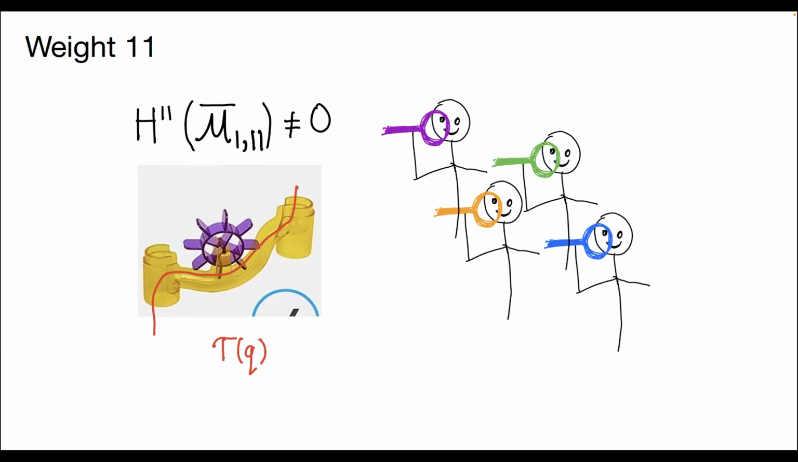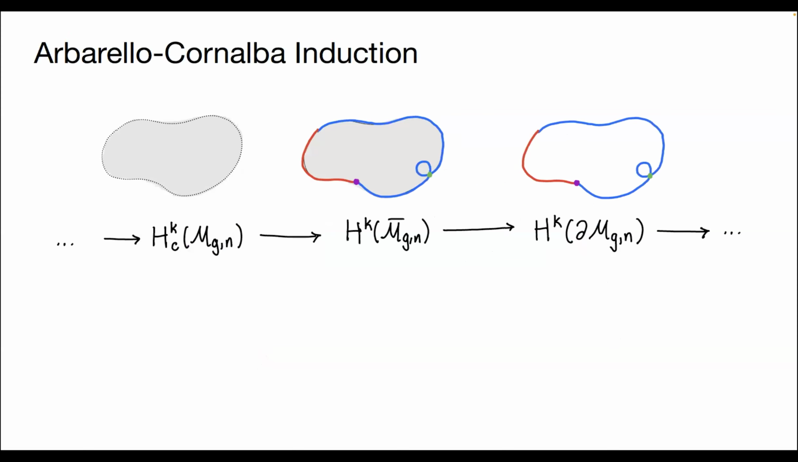All right, so in order to explain to you why this H11 M_{1,11} bar is the origin of everything that happens in weight 11, I want to tell you a bit about Arbarello and Cornalba's inductive method to prove their vanishing results. So the starting point for them is this long exact sequence in compactly supported cohomology, which is associated to the open inclusion of M_{g,n} inside M_{g,n} bar. And the complement is the boundary.